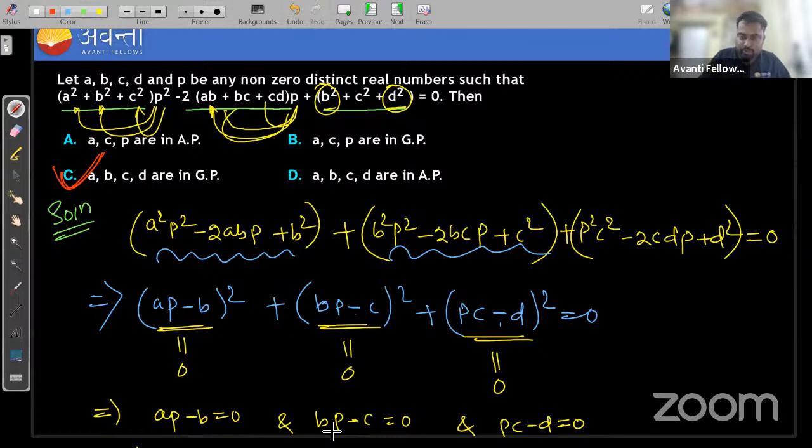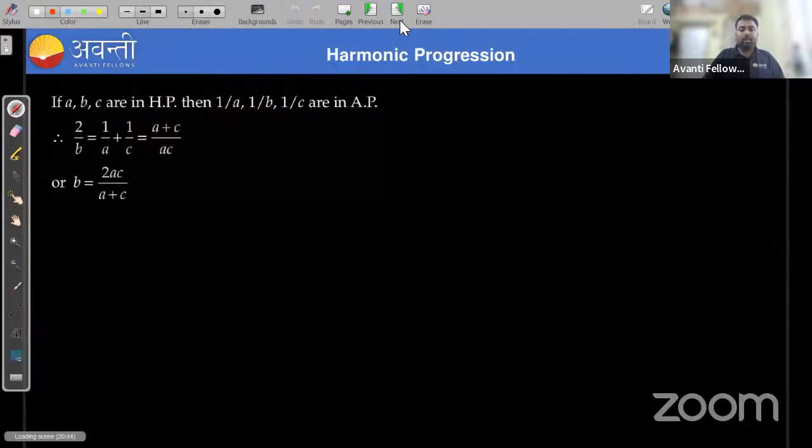Clear? Okay. If it is clear to all, let's move to the next topic, the last progression, that is harmonic progression. So what is harmonic progression? When can we say A, B, C are in harmonic progression?